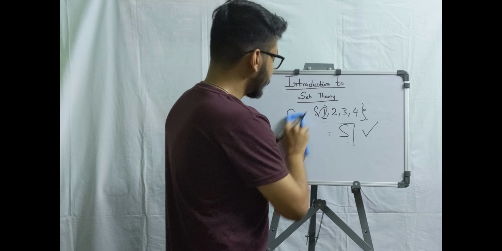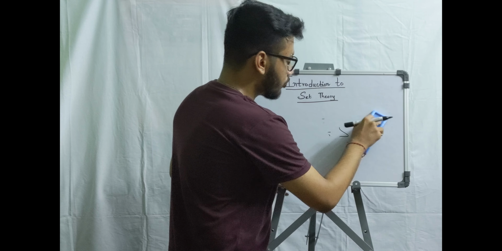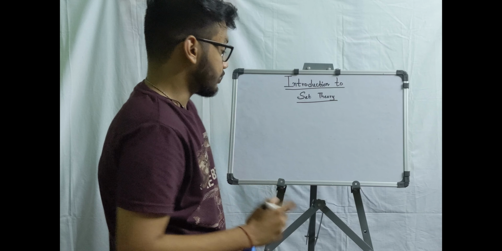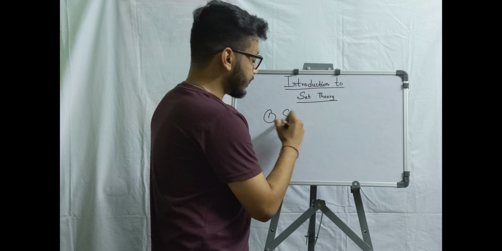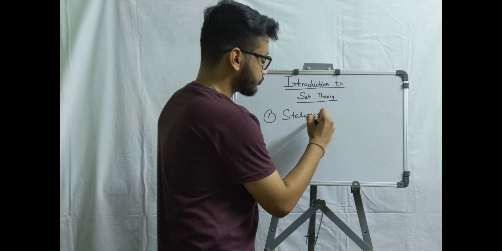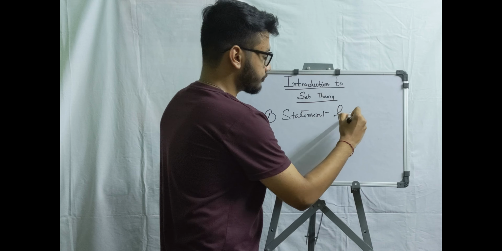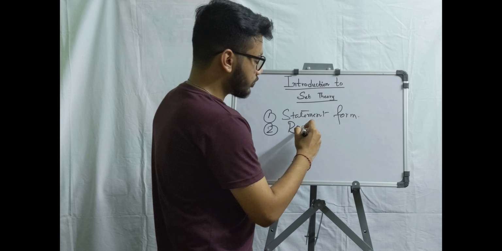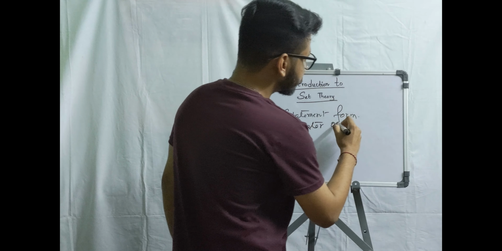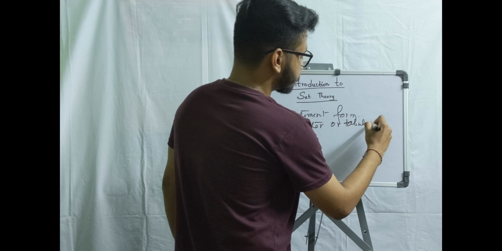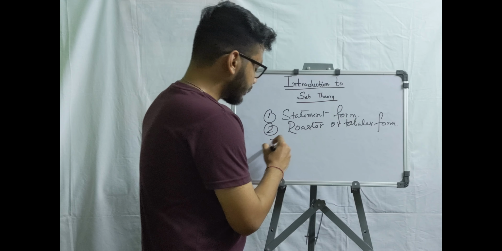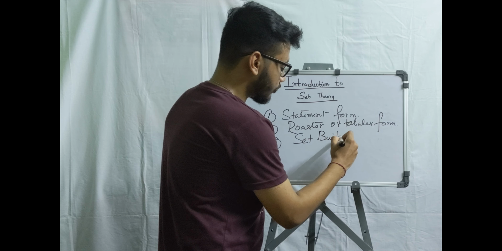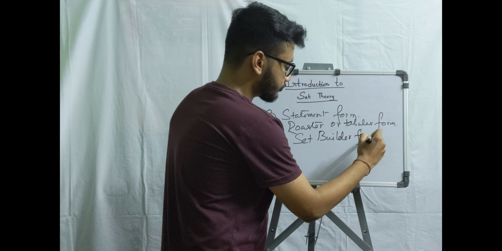Now let me explain how sets are basically represented. There are basically three ways in which sets are represented. Number one is called the statement form. Second one is called the roster or tabular form. And third one is called the set builder form.